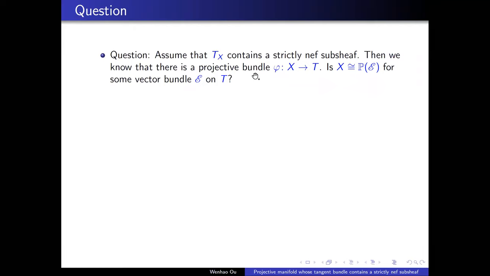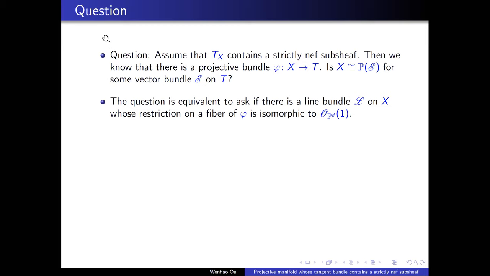Note that it is not always true that a projective bundle is the projectivization of a vector bundle. In particular, this question is equivalent to asking the following: is there a line bundle L on this X such that the restriction of this line bundle L to every fiber of this phi is isomorphic to O(1)? So the answer is yes if there is a line bundle on X which is relatively of degree one. So they're equivalent.